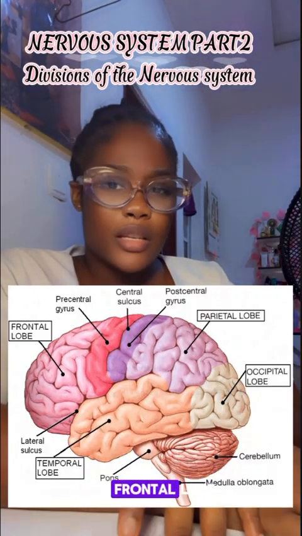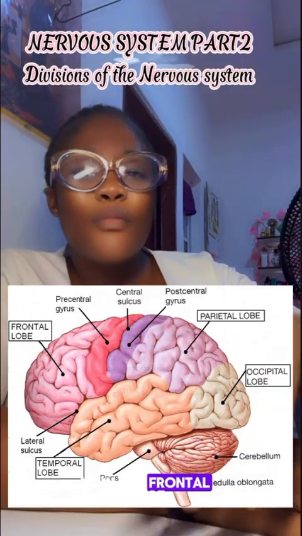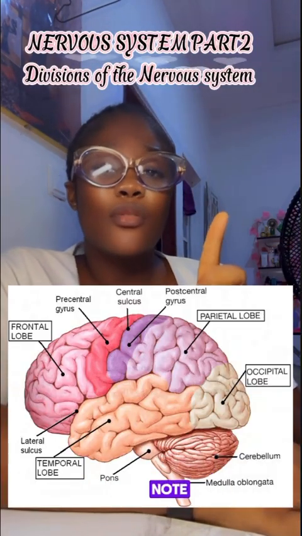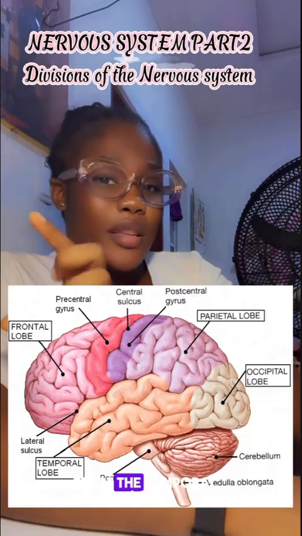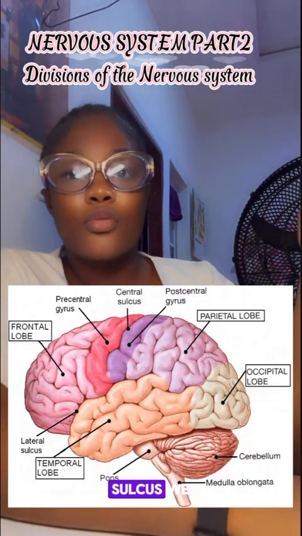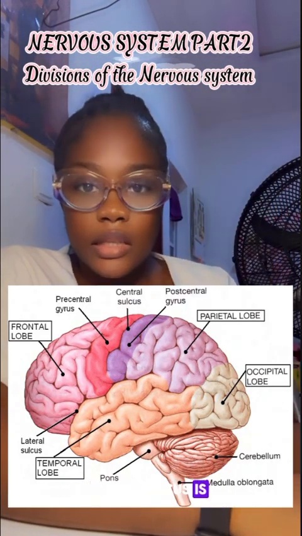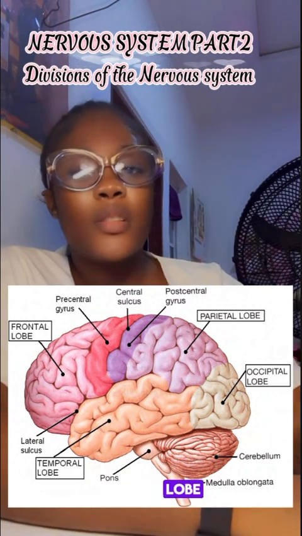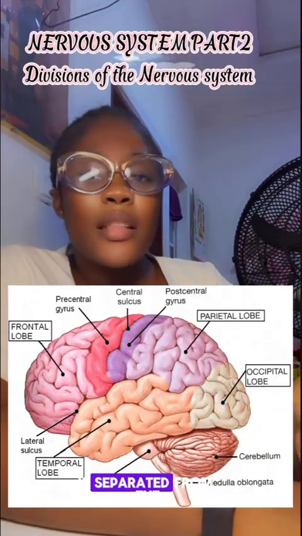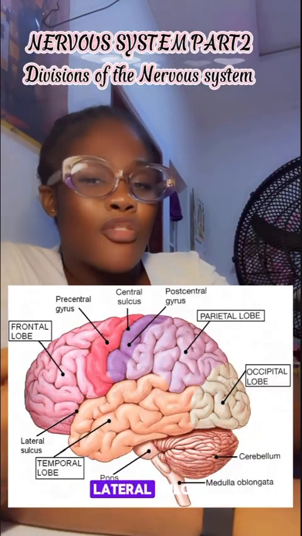Now let's talk about the frontal lobe. The frontal lobe is separated from the parietal lobe by a central sulcus. Take note, the frontal lobe is separated from the temporal lobe by a lateral sulcus. When we talk about sulcus, we are going to explain what sulcus is. So again, the frontal lobe is separated from the parietal lobe by a central sulcus, and from the temporal lobe by a lateral sulcus.